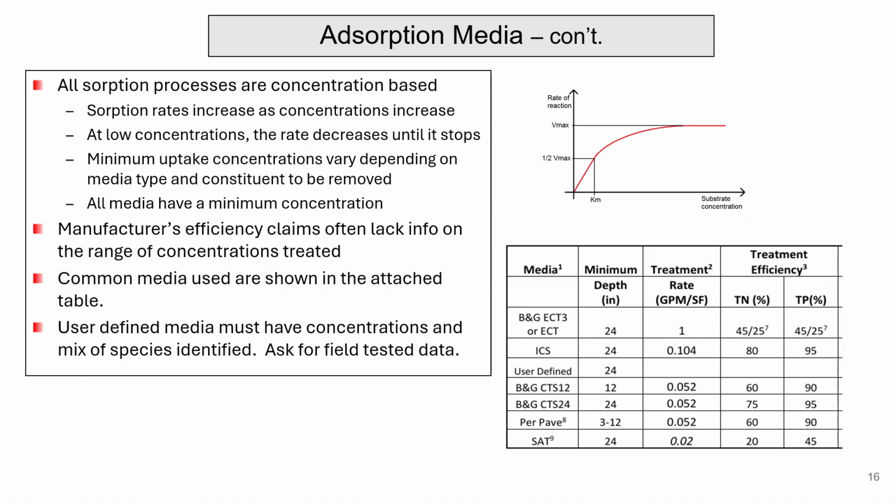For practical application, there are 7 media that have been approved for use based on their proven field concentration reductions. While these are common, other media can be added under user-defined options within specialized software, such as BMPFast. However, when defining your own media, it is absolutely essential to clearly identify the concentrations and the mix of species involved. Always ask for field-tested data to ensure the influent concentration used in testing is truly representative of your actual field conditions.